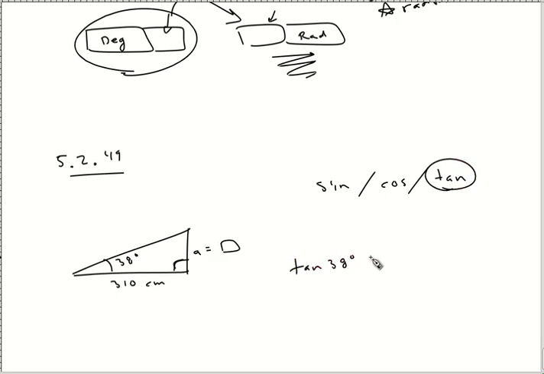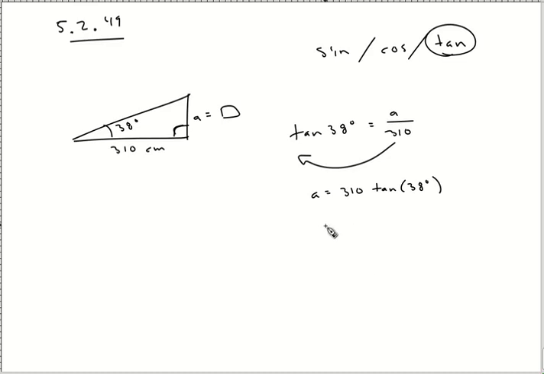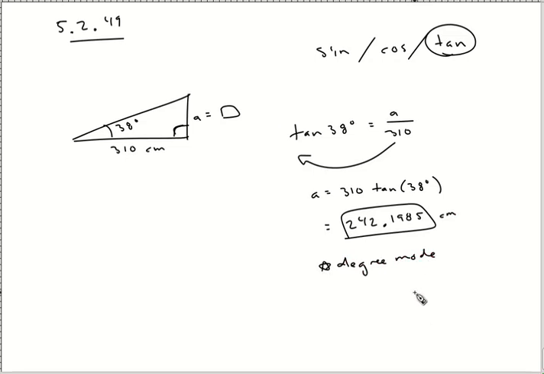Tangent of 38 degrees is equal to opposite, which is your A, over adjacent, which is the 310. So now I need to solve for A. I'm going to multiply this to the other side, so A is equal to 310 times the tangent of 38 degrees. They want a decimal. And so here we go. It's 242.1985, and that is correct. This is in centimeters now. Remember that this problem now needs to be in degree mode. You were just in radian mode, so now go back and flip it to degree mode. If you don't get this answer, then it's in the wrong mode. Change your mode on Desmos Scientific.